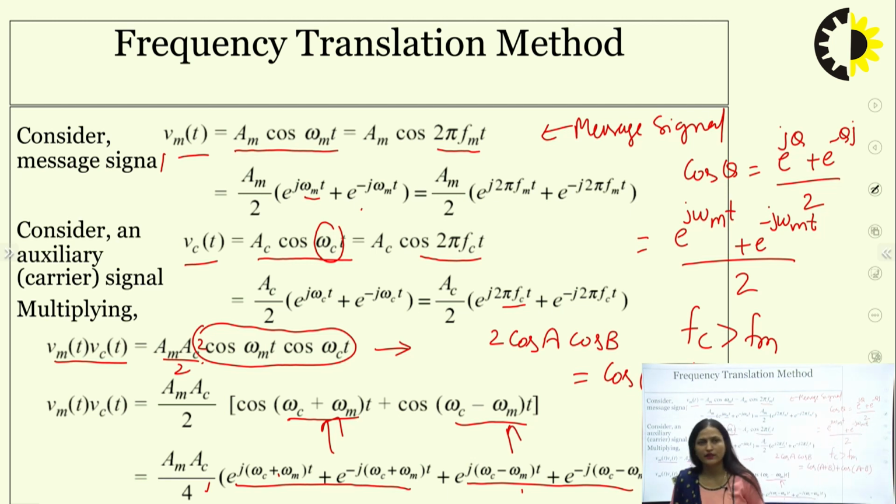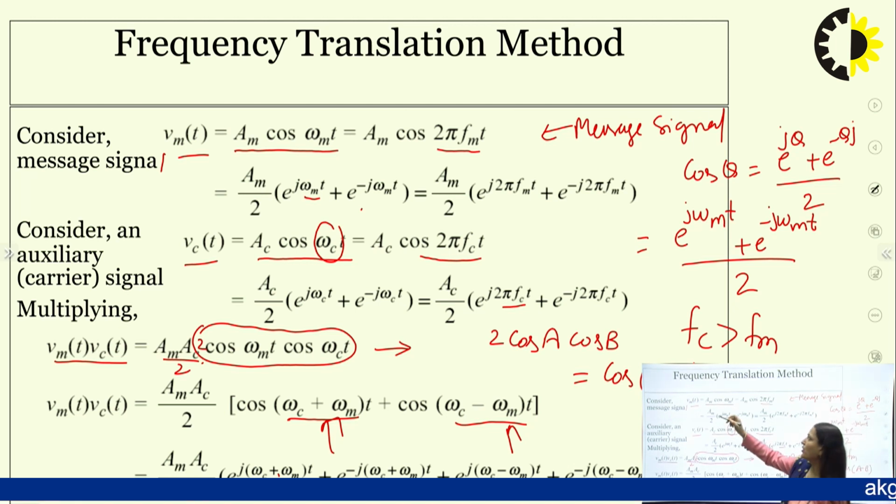It means, see what will happen. I have a signal at a frequency of omega m. I will multiply this signal with the frequency of omega c. Now I received a signal which is a combination of omega c plus omega m and omega c minus omega m. It means one part is above your carrier frequency and one part is below your carrier frequency. It will depend on the frequency of your message signal.